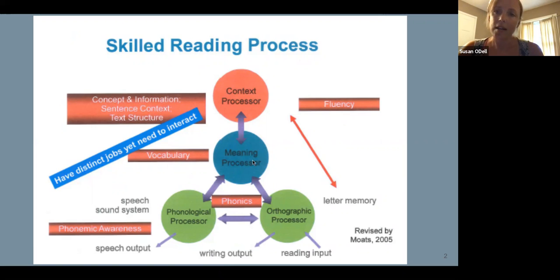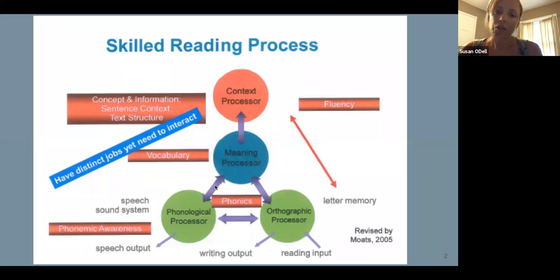The meaning processor then is activated, in which all meanings for that printed word are retrieved. And finally, the context processor helps students select which meaning fits the context of the sentence that they have read. One thing to notice is that fluency is not a separate processor. Rather, fluency is the automatization of all of the processors working together.